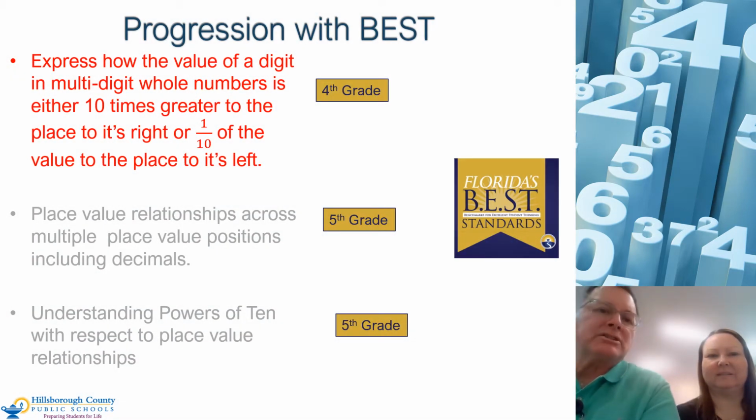So take a moment just to look at this progression with BEST in terms of place value relationships. What is the big change, Shanna, from 4th to 5th grade with place value relationships? Well, Daryl, it looks like in 4th grade, I just did 10 times greater or 1/10 of the value. So only adjacent place values, whereas in 5th grade, I can do 100 times greater, 1,000 times greater, and so on. So that's definitely a big change.